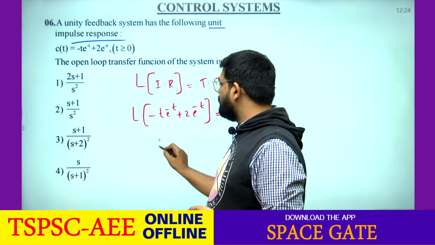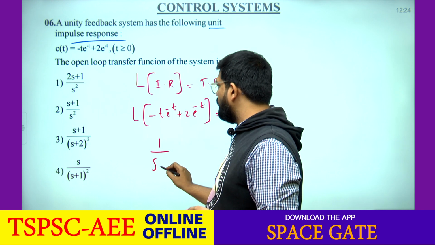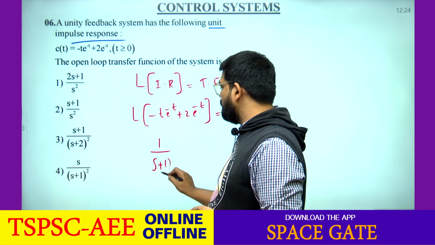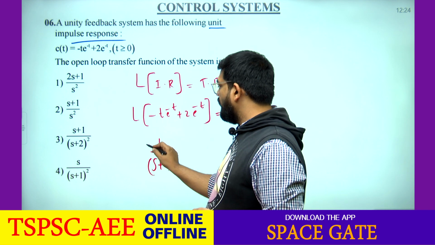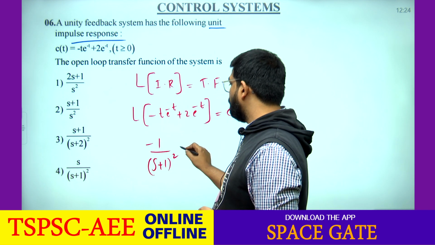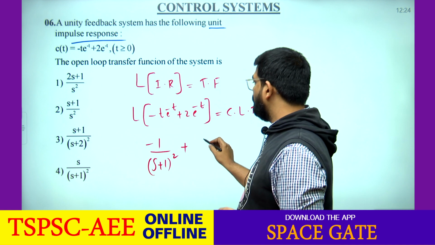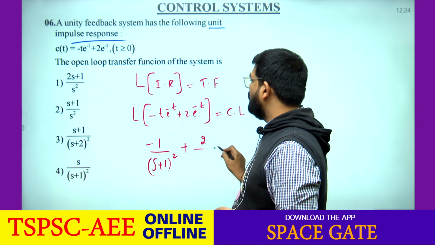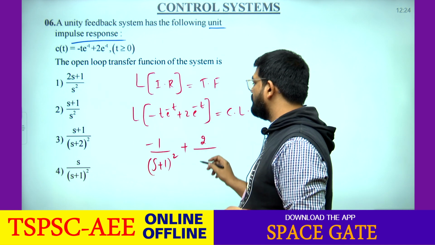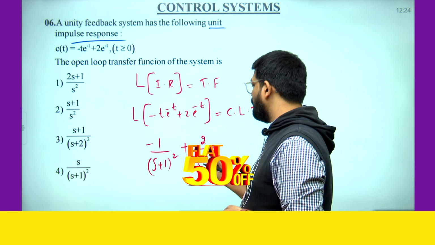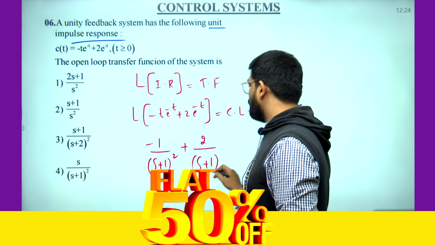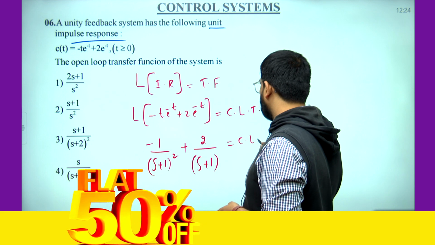e power minus t means what we get? Minus 1 by s plus 1 whole square, so minus sign means minus, okay, plus e power minus at means what we will get? 2 by... e power minus at means 1 by s plus a, so 1 by s plus 1 we will get. This is our closed loop transfer function.